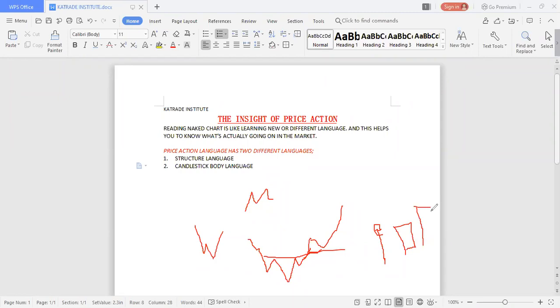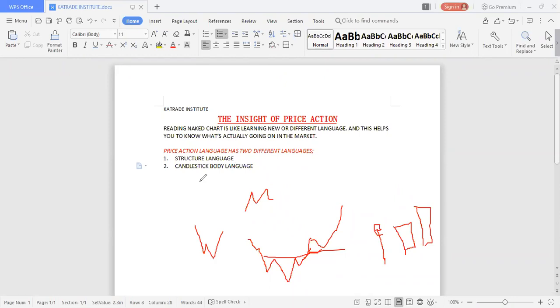Engulfing candlesticks, and then we're going to have morning star and evening stars. Those are the candlestick body language. So if you're able to naked your chart, you are going to see all these languages in a market.